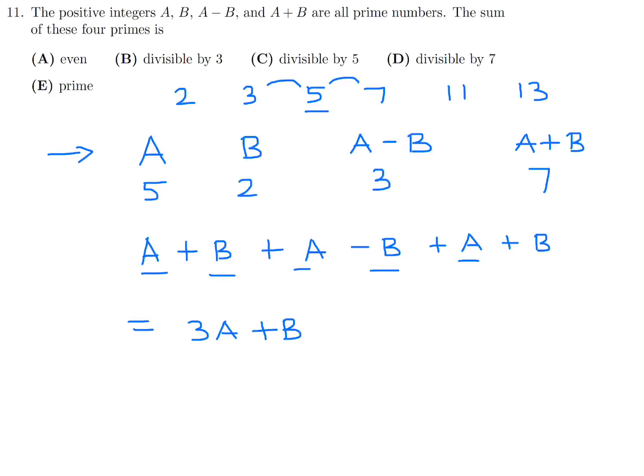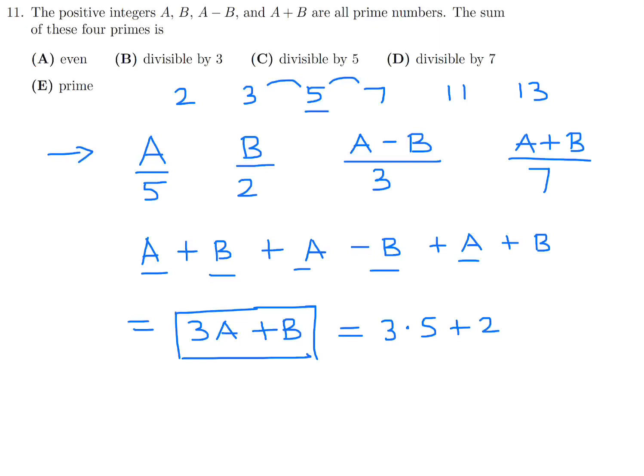There you go. So that basically means that a, b, a minus b, and a plus b are all prime numbers. And now we have to figure out what this is. Okay, so 3a plus b is 3 times 5 plus 2, so this is 17. Now let's look at the answer choices. 17 is even? No. 17 is divisible by 3? No. 17 is divisible by 5? No. 17 is divisible by 7? No. 17 is prime. Indeed it is. So the answer to number 11 is E, the letter E.